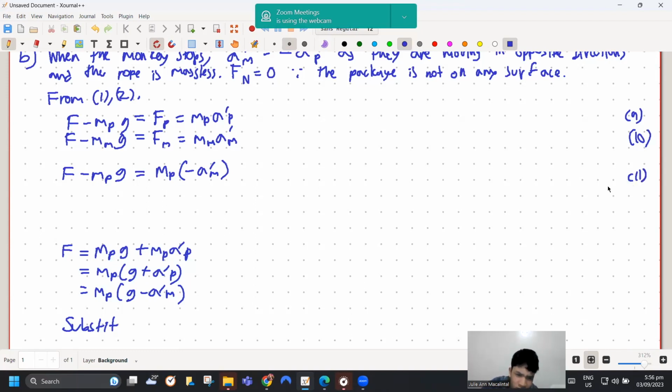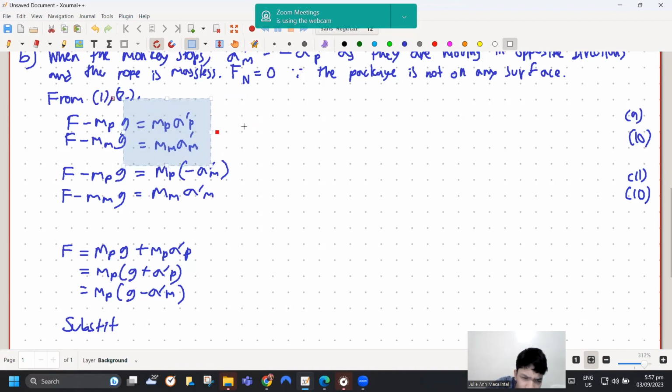Tapos copyhin mo lang yung equation 9 para katabi. So from equation 10, yung next equation ay F minus M sub M G is equal to M sub M times A prime M. Actually, yung pagsulat ng FP, FM, hindi mo siya kailangan gawin, kasi it's understood na yung left-hand side ng equation 10 would be yung net force experienced by the monkey. So, hindi mo kailangan yan.